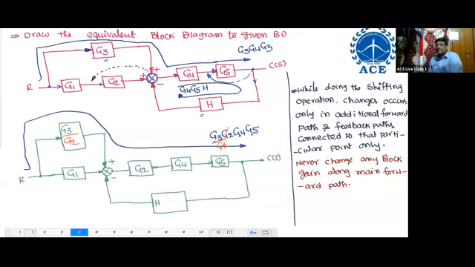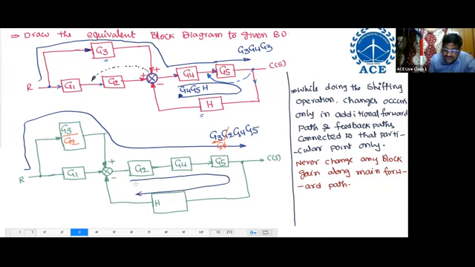That's all. So first shift the summing point or take-off point. After shifting, again write the path gain. It should be the same. Then you will get the idea of whether to divide or multiply. The loop gain also you write. What is the loop gain after shifting?